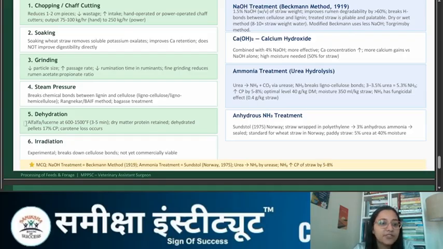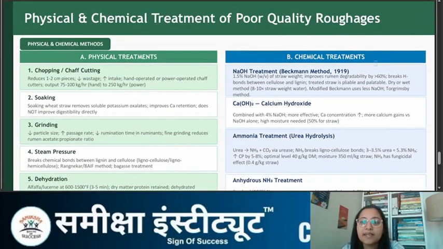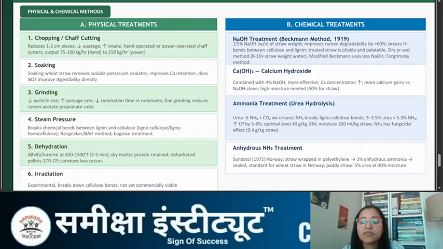Then dehydration, removal of moisture content using very high temperature, 600 to 1500 degrees Fahrenheit for 3 to 5 minutes. Dry matter protein retained in dehydrated pellets is 17% crude protein. Then keratin loss occurs. Then irradiation, an experimental method, breakdown of cellulose bonds, but commercially not so viable because microwaves and the irradiations are required.